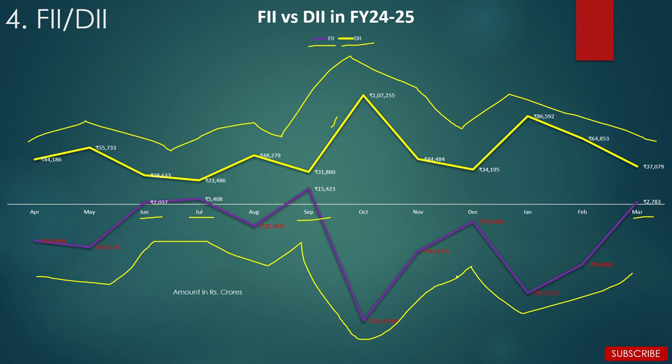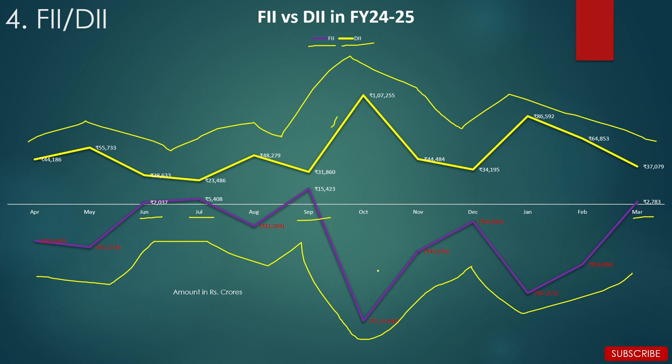This consistent buying activity culminated in a substantial 37,000 crores net purchase in March 2025 alone, highlighting their positive outlook on the domestic growth story. This robust support from DIIs, fueled by increasing retail participation through SIPs and a growing domestic investor base, played a crucial role in absorbing the FII selling.